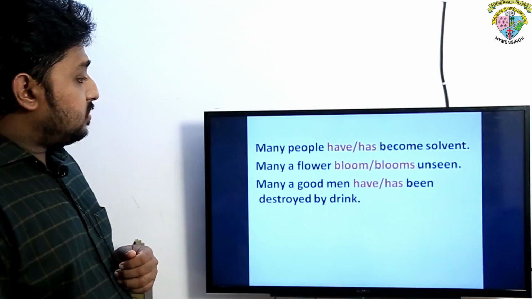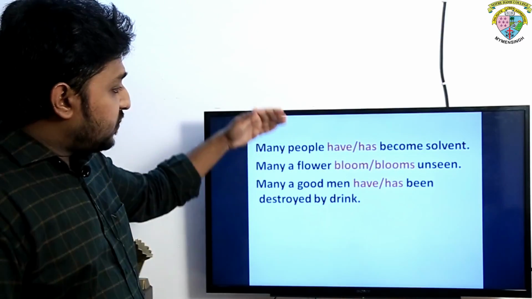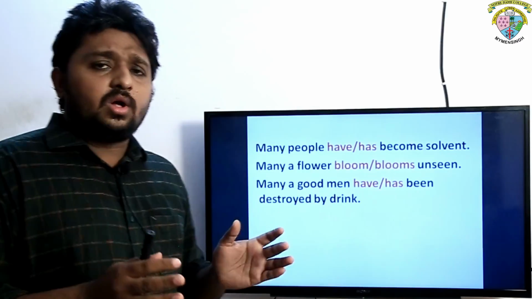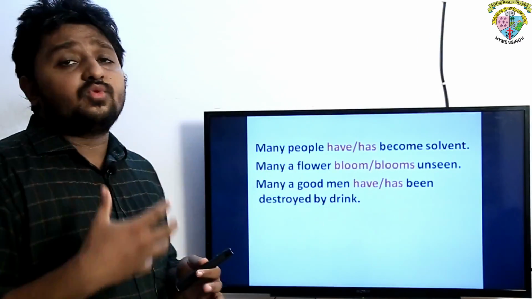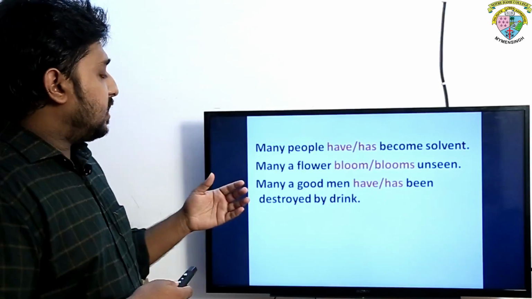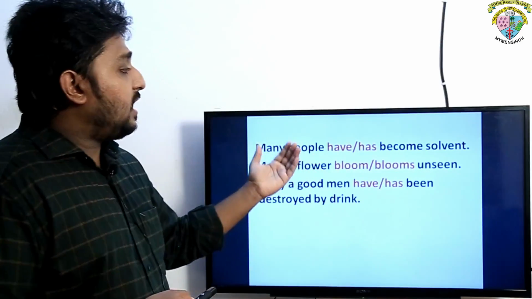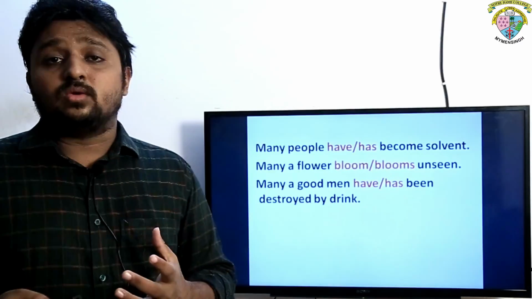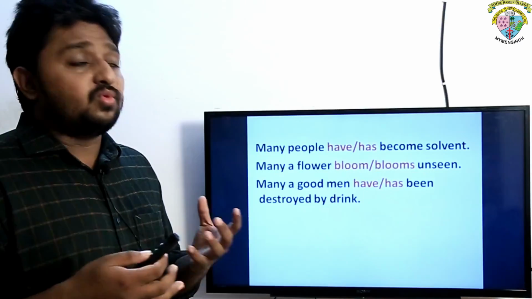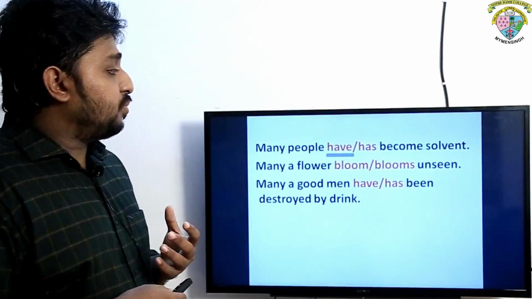So in the next one, look. Here are three examples. They're very easy. We all know that many is always placed before a plural countable noun. So look at this line. Many people have or has become solvent. As many people acts as a plural noun, it will definitely take a plural verb. So the correct answer should be have.